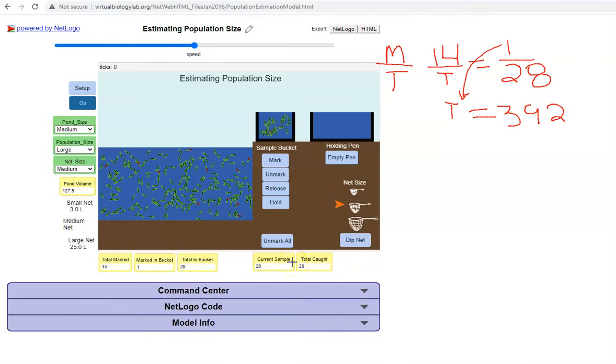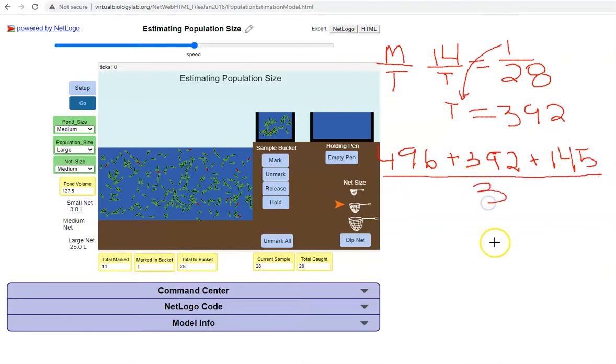And you're going to do 1 more trial, so do 3 things just the way we did there, reset the whole thing, do it again. And then you're going to take your 3 numbers. 496 was our first estimate for that population. The second one we got 392, and let's say in our third one we estimate 145. It can be really different. It doesn't matter. You'll see what you get. Okay, now my 3, I'm going to add those 3 up and divide by 3.